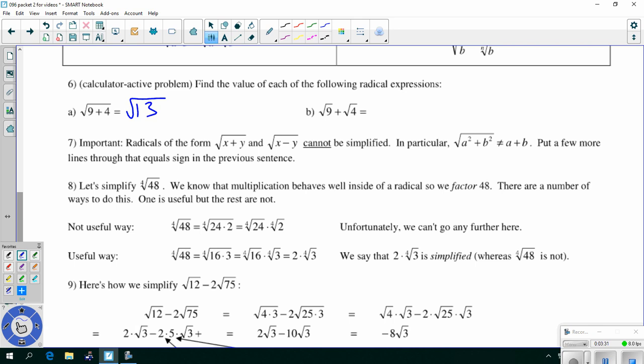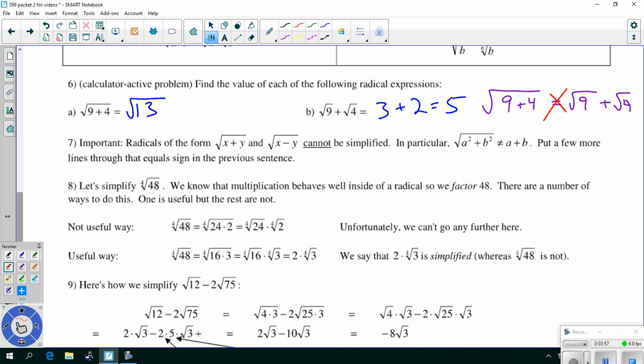This is square root of 13, which is 3 point something. And on part B, this is really 3 plus 2, which is 5, which is definitely not the square root of 13. So it is not true that the square root of 9 plus 4 is equal to the square root of 9 plus square root of 4. We just saw it. We get 2 totally different answers. So we put a big old X. It simply does not work.